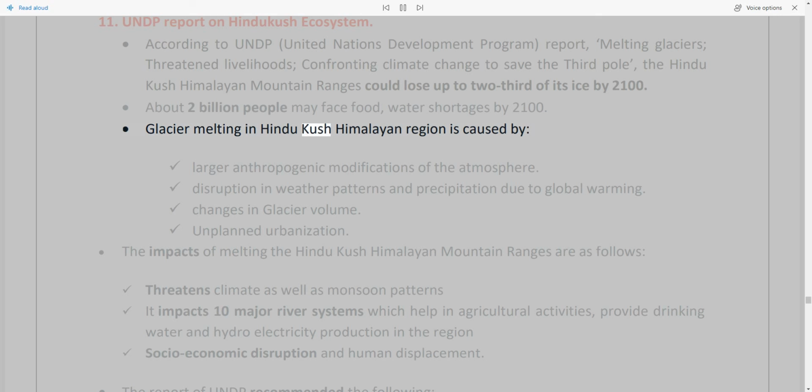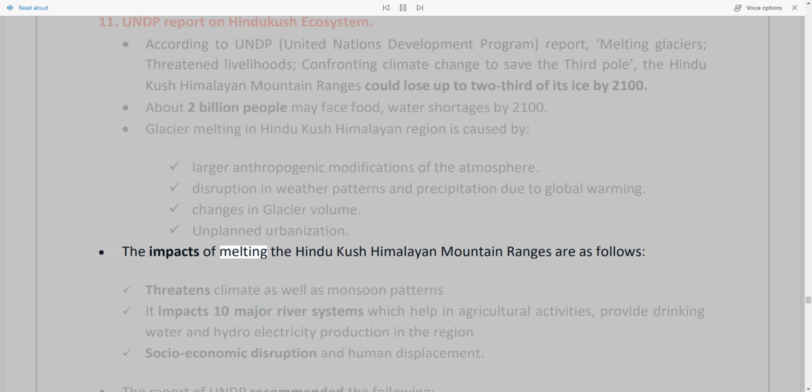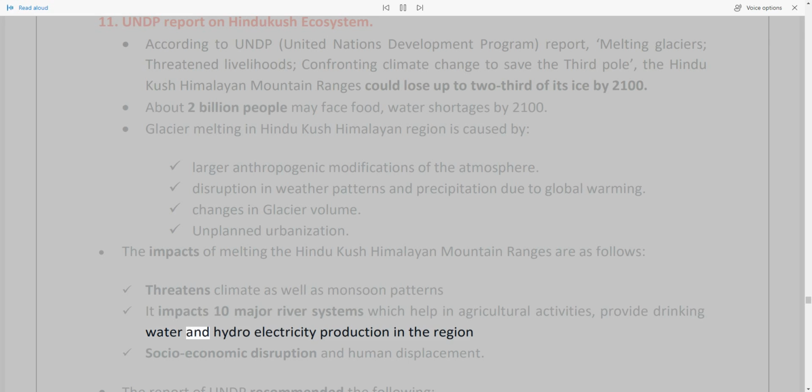Glacier melting in the Hindu Kush Himalayan region is caused by larger anthropogenic modifications of the atmosphere, disruption in weather patterns and precipitation due to global warming, changes in glacier volume, and unplanned urbanization. The impacts of melting of the Hindu Kush Himalayan mountain ranges are as follows. Threatens climate as well as monsoon patterns. It impacts 10 major river systems which help in agricultural activities, provide drinking water and hydroelectricity production in the region. Socioeconomic disruption and human displacement.